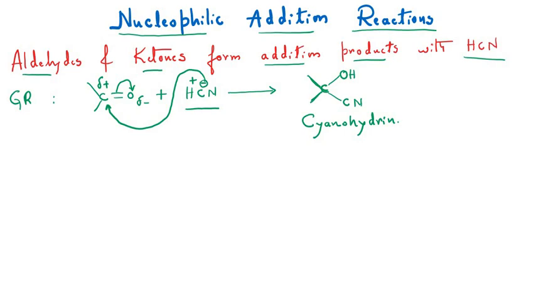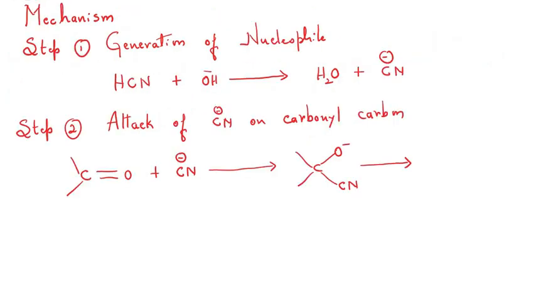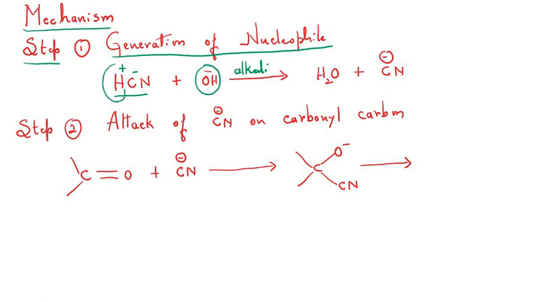Now let us understand the mechanism, followed by a few examples. Students, if you see the mechanism, in step number 1 we have to generate the nucleophile. So step number 1 includes the generation of a nucleophile. Hydrogen cyanide is taken in the presence of OH minus, that is, in alkali medium. OH minus takes this H plus and it is lost in the form of water, H2O, giving rise to the nucleophile CN minus, called the cyanide nucleophile.